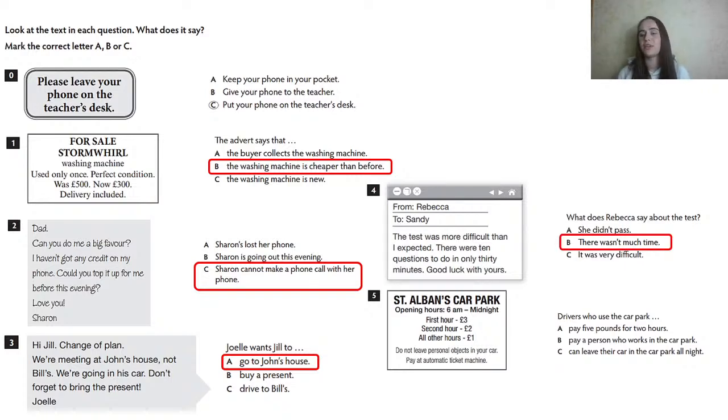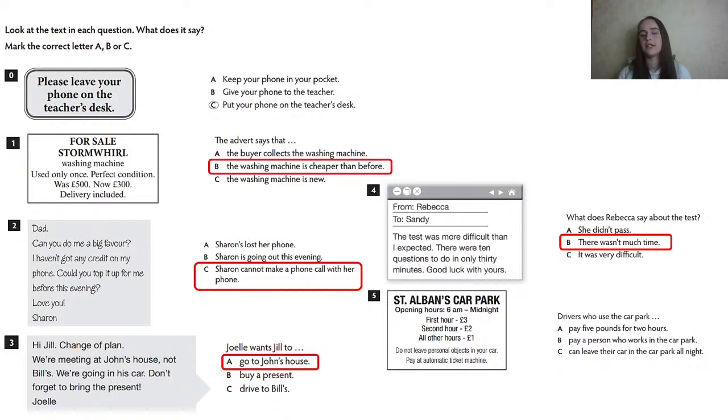So what does Rebecca say about the test? There wasn't much time. She does not mention here the success of her test. She does not say if she managed to complete this test or maybe not. So A, we do not really know this information. C, it was very difficult. Yes, she said the test was more difficult than I expected. So this is the idea of the test being more difficult, and there were 10 questions to do in only 30 minutes. There wasn't much time. Yeah, so B is the correct one.